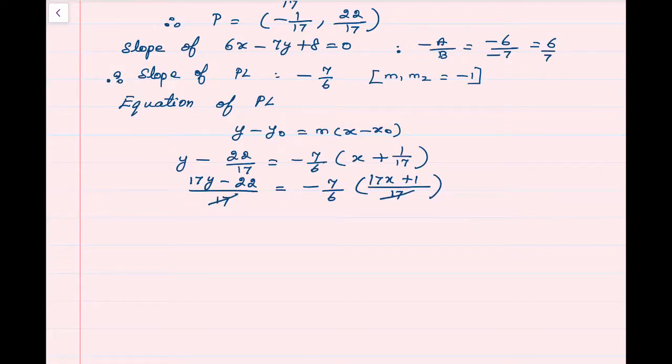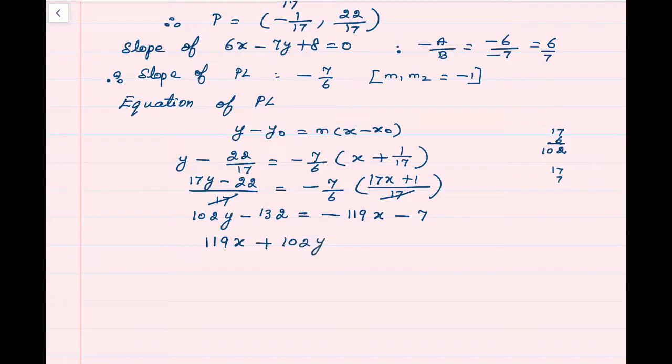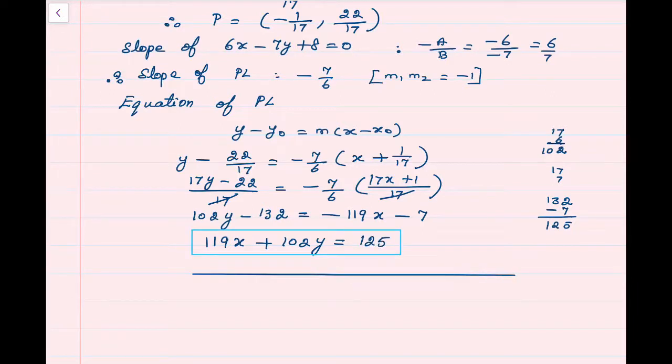We will cross multiply. 17 times 6 is 102. 102y minus 132 is minus 7 times 17x minus 7, that is 119x minus 7. 119x plus 102y is equal to 132 minus 7, which is 125. This is the equation of the path that he should follow.